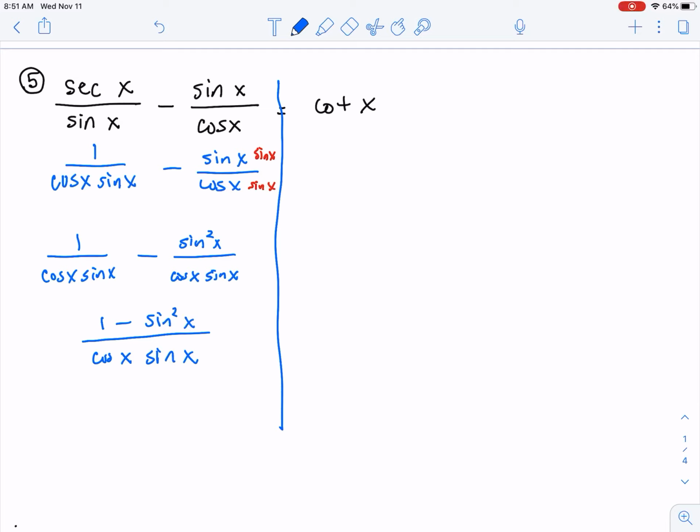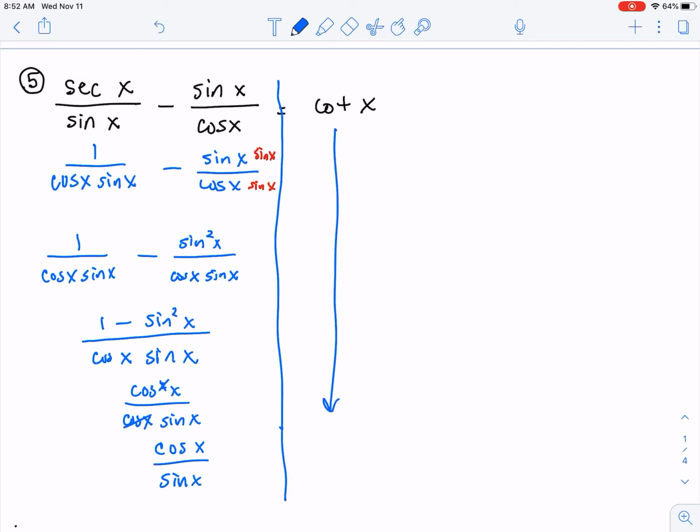So what is 1 minus sine squared x? Well, that is cosine squared x. So now I have cosine squared x over cosine x sine x. Let's see. A cosine of x cancels with a cosine of x. That gives me cosine x over sine x. All right, let's see. What is the cotangent? Cotangent is cosine over sine. Notice left-hand side equals right-hand side.